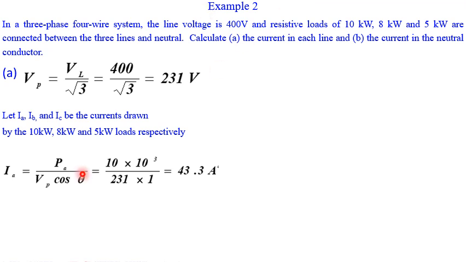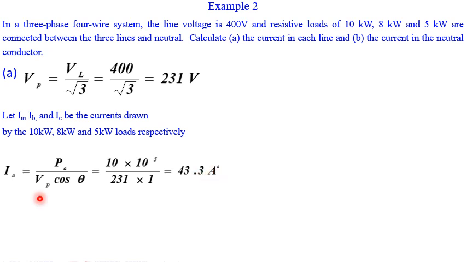So IA here is now equal to... Since we are now calculating for IA, we already know this formula. We've invoked this formula several times. So just make I the subject. So IA here is the power that we are considering divided by the phase voltage, then cos phi. They didn't give us the power factor, so cos 0 here is 1, so we can just take it out. So it is 10 times 10 raised to the power 3 divided by 231 times 1. Then we get 43.3 amps.